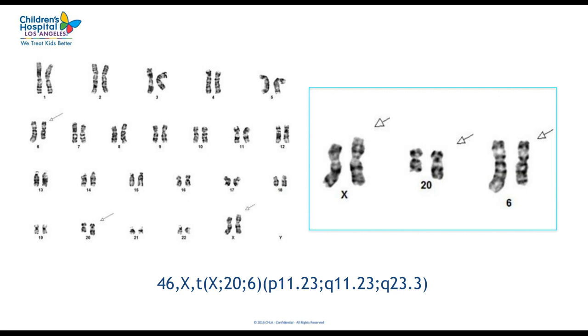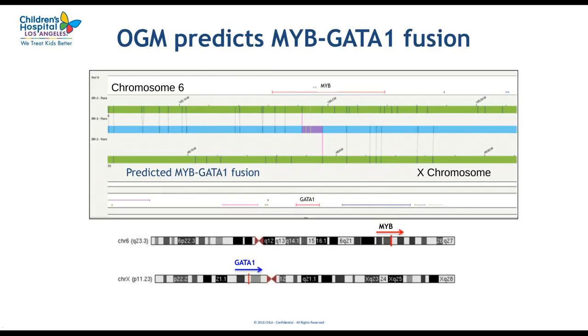What was also exciting to us for this case was that at the breakpoints of chromosome 6 and X, there were some very interesting genes. On chromosome 6, it was MYB, a known oncogene and a gene which is important in hematopoietic tissues. And then on the X chromosome, GATA1, a very important transcription factor in hematopoietic tissues.